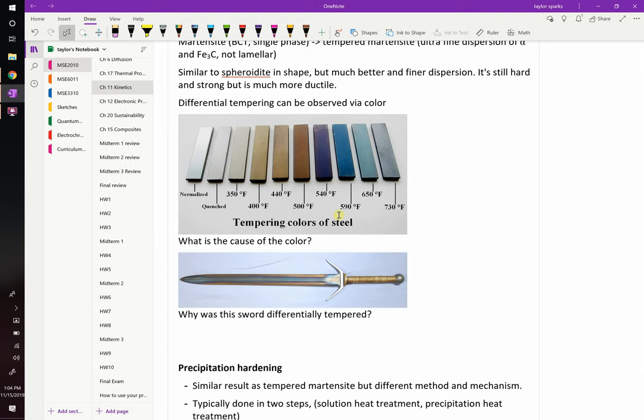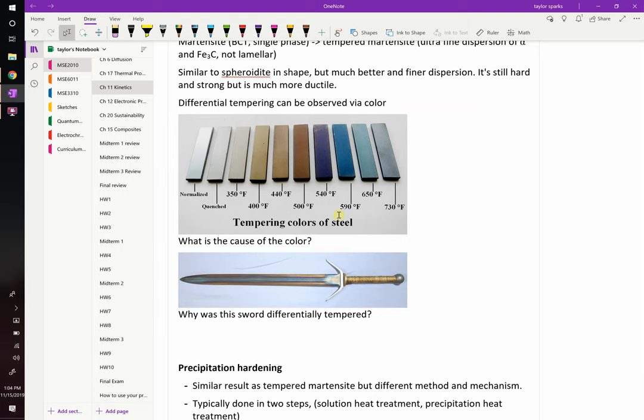And you'll see this when blacksmiths make swords and stuff, there are all these different colors, right? These colors are not due to the metal. It's actually the oxide on the surface. We know that metals oxidize in the presence of oxygen, and so what you're seeing there is different thicknesses of the oxide coat.